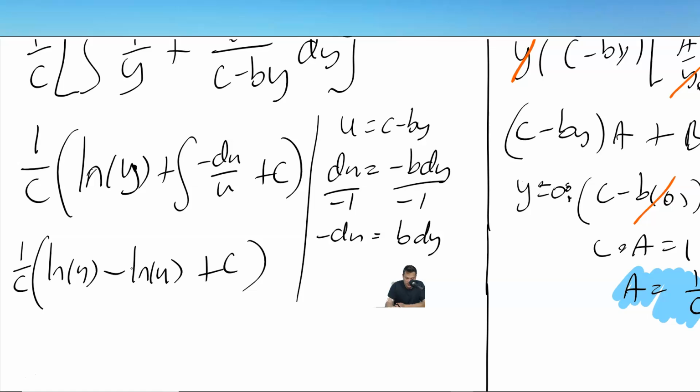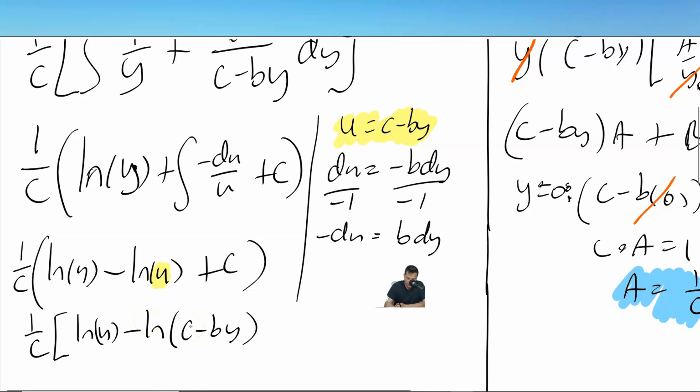Now we can finish this up. We simply have to remember that, of course, u is c minus by, so it has to be replaced in that position. So I'm going to have 1 over c, ln of y, and then minus the ln of u, which is c minus by, plus the c over here. And this is an acceptable form of the answer.